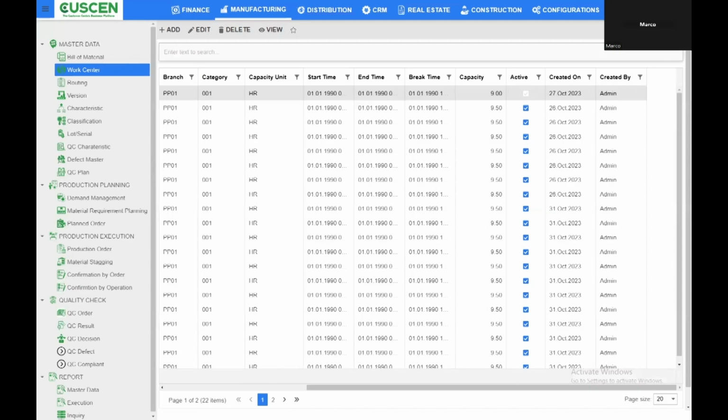A production order is an order specifying what is to be sent into production, whether it's in-house or outsourced production. This production order is created within an order management system that dictates the production process. You also have material staging.